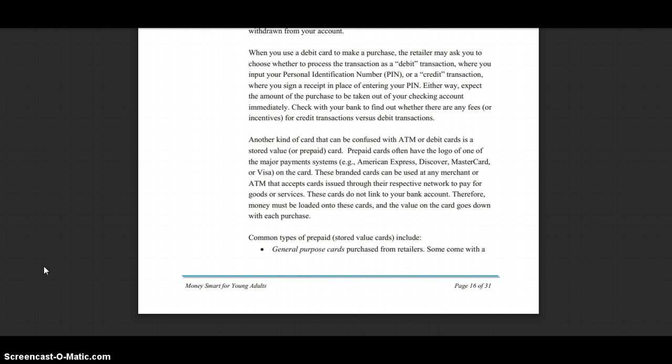So now that we've learned a little more about these types of cards, you're going to go back to today's lesson and complete the discussion board post. Please remember to write complete sentences when posting on discussion boards for social studies.